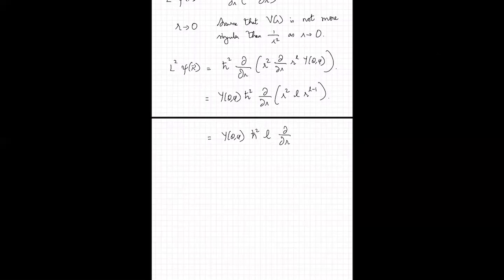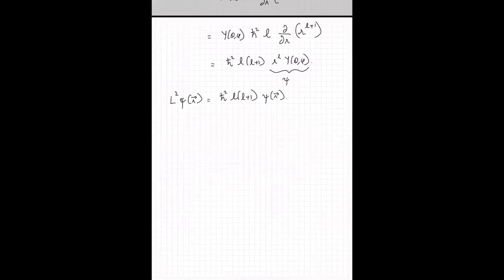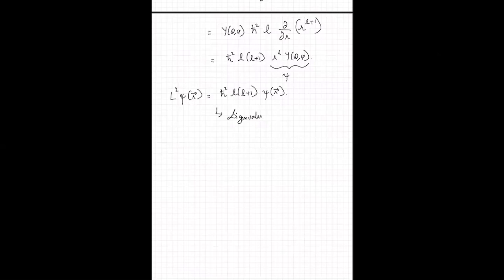of r to the L plus 1. This is basically h bar square L plus 1 r to the L Y of theta, phi. But you recognize that r to the L Y of theta, phi is simply our wave function psi. So at distances very close to the origin, the Schrodinger equation for the central potential basically reduces to L squared psi of r equals h bar square L plus 1 psi of r. This, you recognize, is basically an eigenvalue equation for the L square operator.